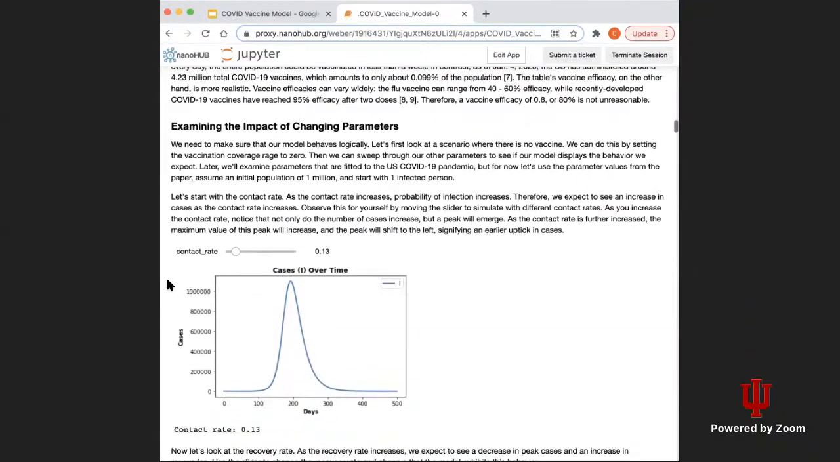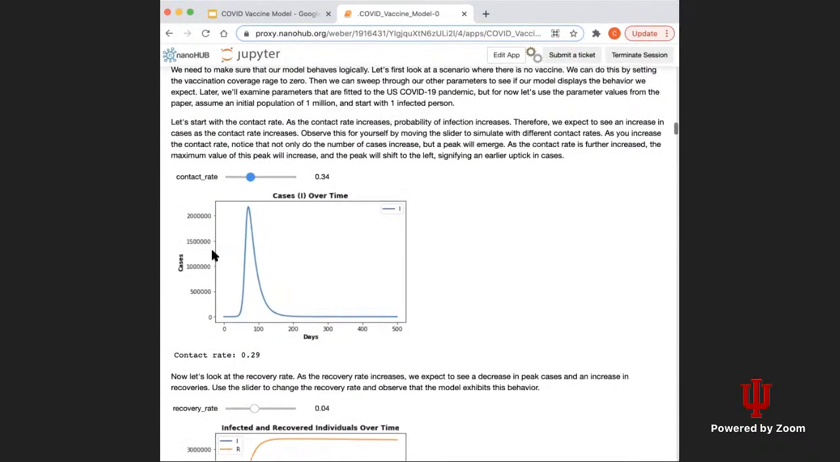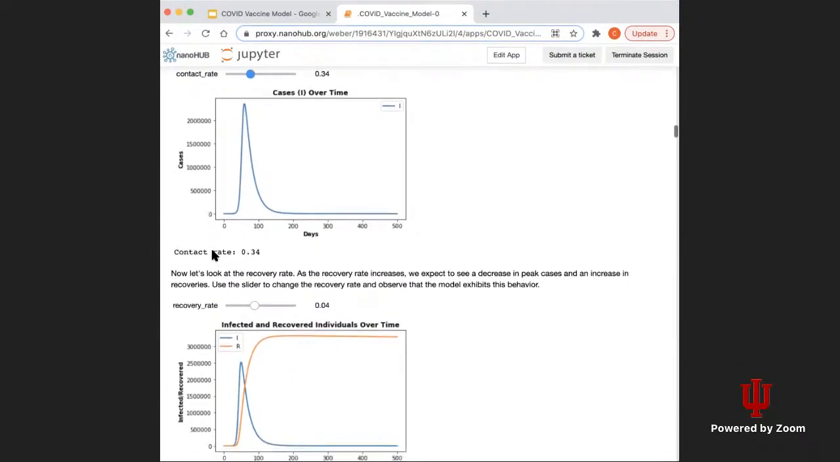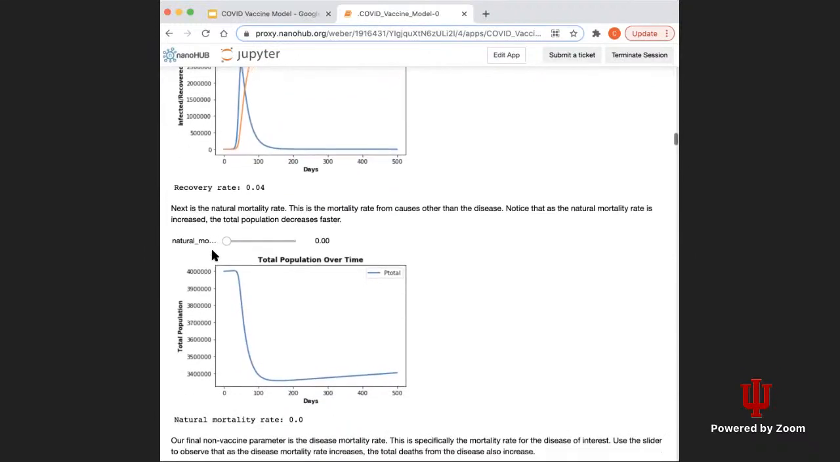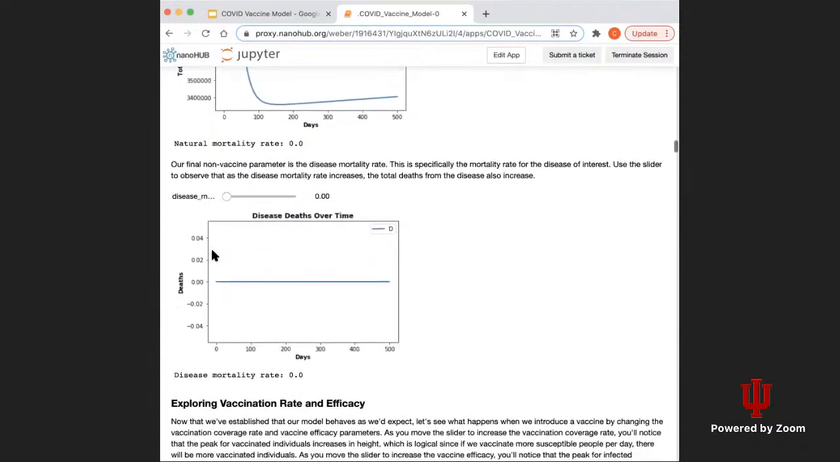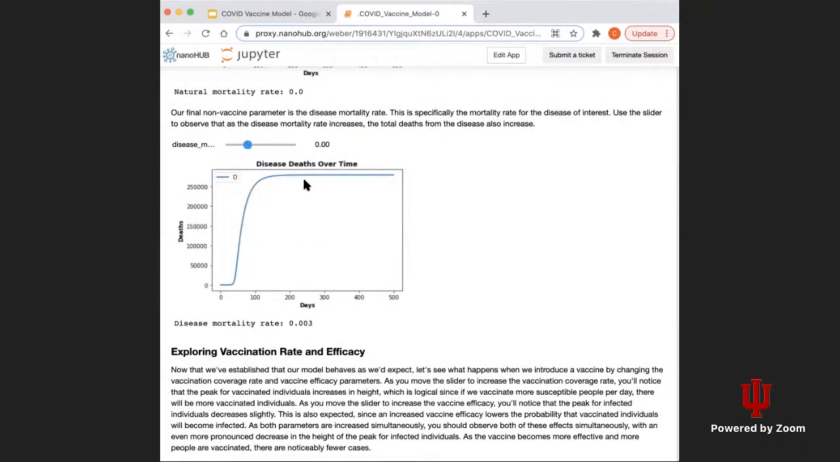It then allows you to investigate what changing a parameter can do to a certain group of individuals, such as contact rate and how that changes the infected individual count over time. Things like recovery rate, natural mortality, and disease mortality rate. I think these are good introductions to how changing different parameters can affect the model overall.